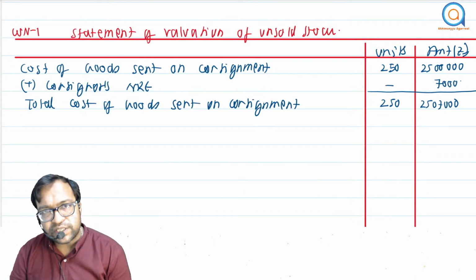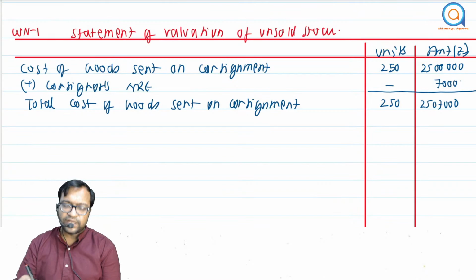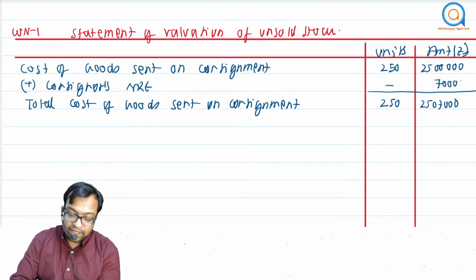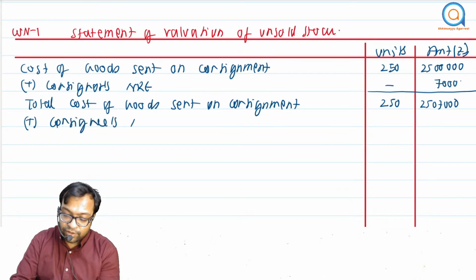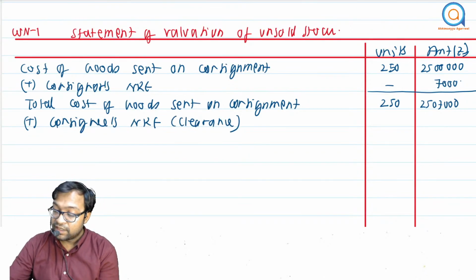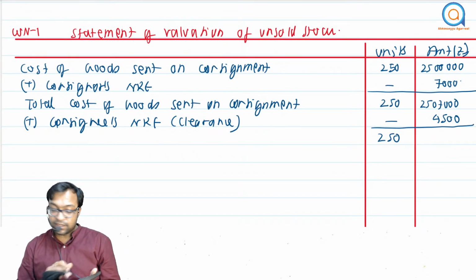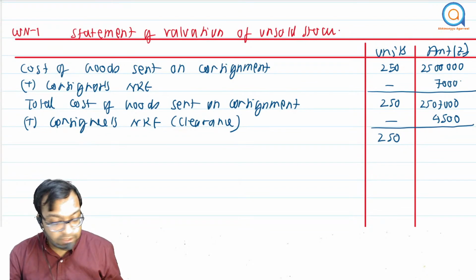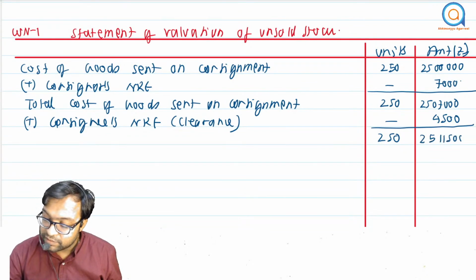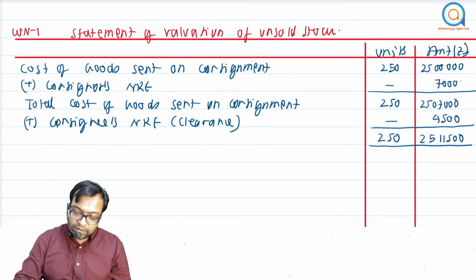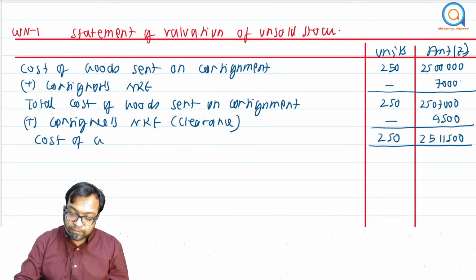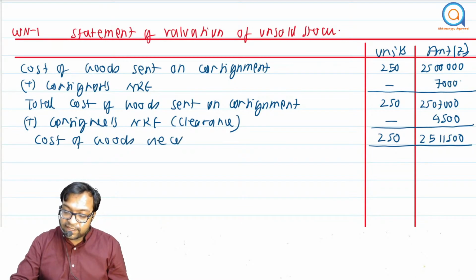Do we have any goods lost in transit or goods in transit? No. So this is only the cost of goods reached consignee city. Once it reaches consignee city, you should add consignee's non-recurring expense. This time it was given a clearance charge 4,500. So 25 lakh 7,000 plus 4,500, so it is 25 lakh 11,500. There is no normal loss also, na? So basically this is the cost of goods received by consignee.